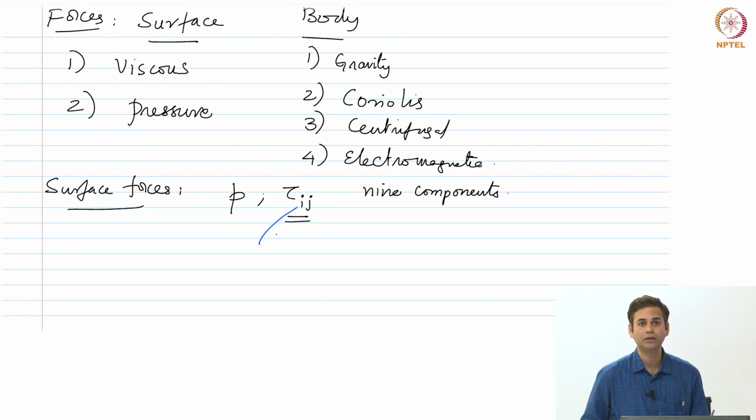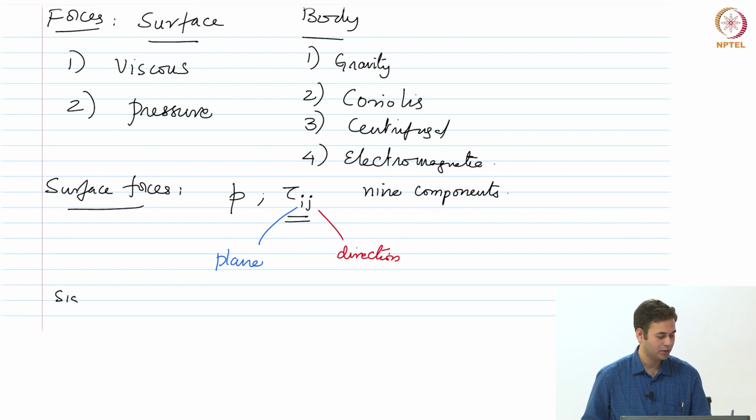i denotes the plane on which the stress is acting, okay. So this is the plane on which the stress is acting, and j denotes the direction, okay. So the direction is denoted by j, okay. And what about the sign convention?